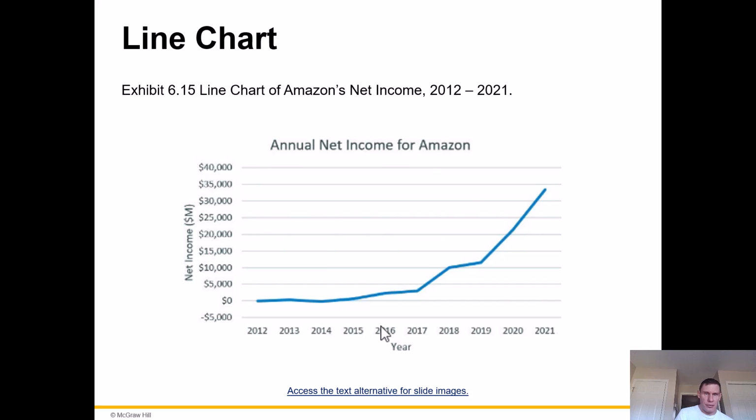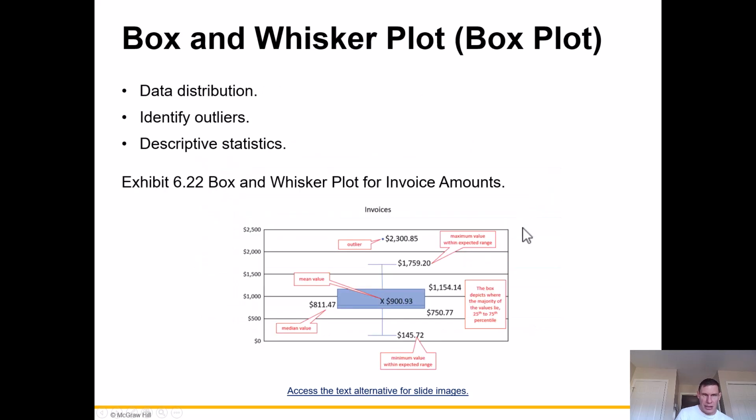Line charts are pretty common. This is an example of annual net income for Amazon, from, we can see, 2012 base year all the way through, looks like 2021. You kind of see how that's grown over the years quite substantially.